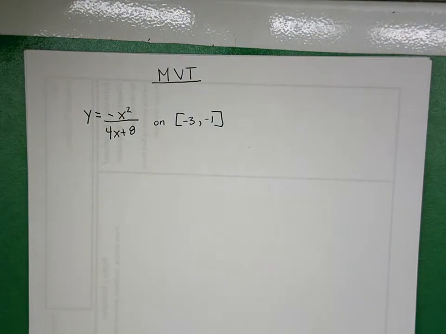The MVT, remember, reads f prime of c equals f of b minus f of a all over b minus a, and we're guaranteed that as long as the function is continuous and differentiable on the given interval. So the reason I want to start with this one is take a look at what that denominator is and think about what that discontinuity would be.